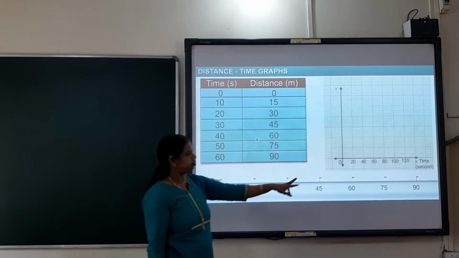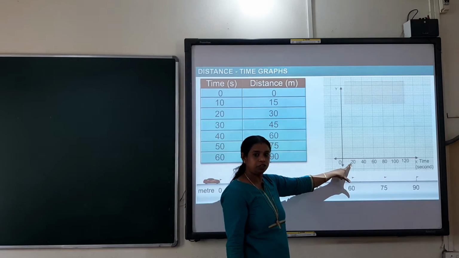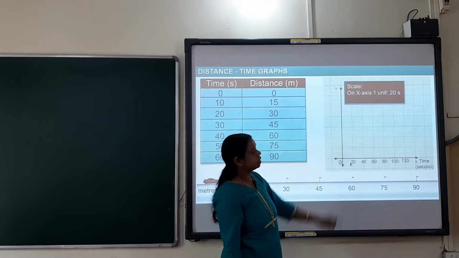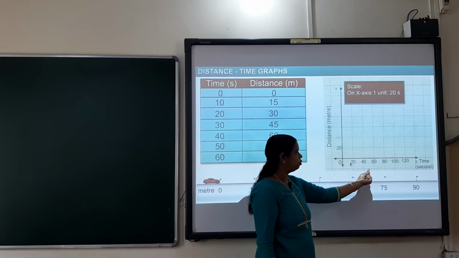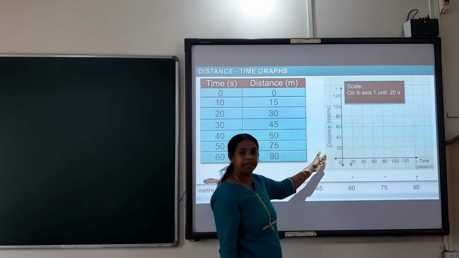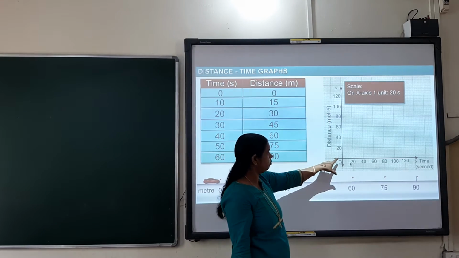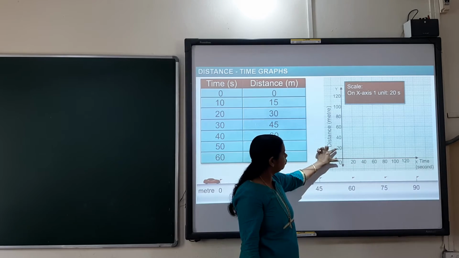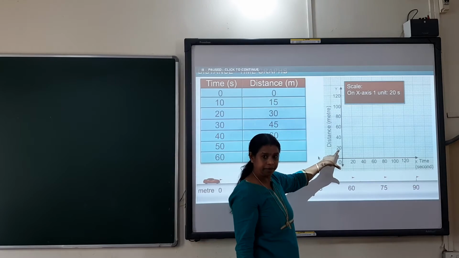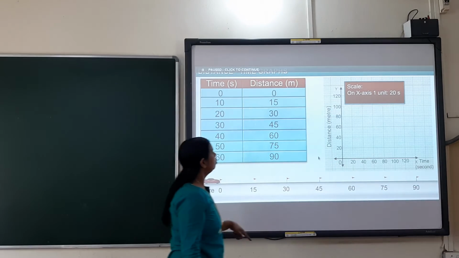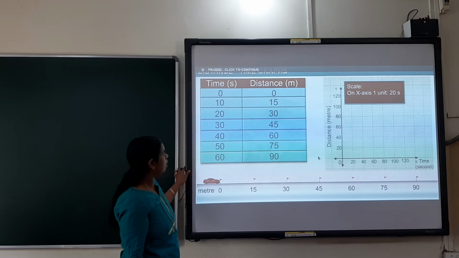Then you see here on the x-axis, 1 unit is equal to 20 seconds. The scale on the x-axis is 1 unit equal to 20 seconds. Then next 20, 40, 60. And we have taken the distance in meters on the y-axis. That also, the same unit we have taken. Here on the y-axis, 1 unit is equal to what? 20 meter. Then now we have to plot the graph.